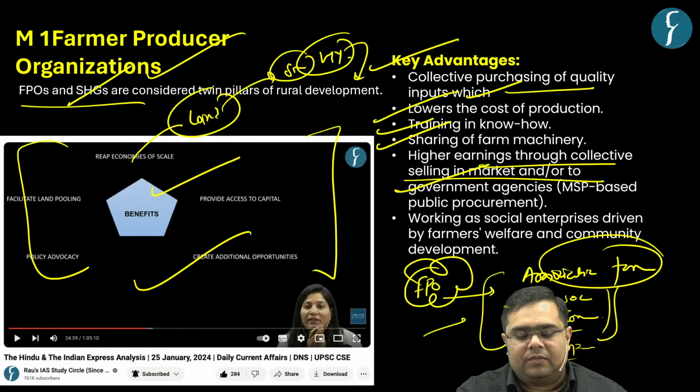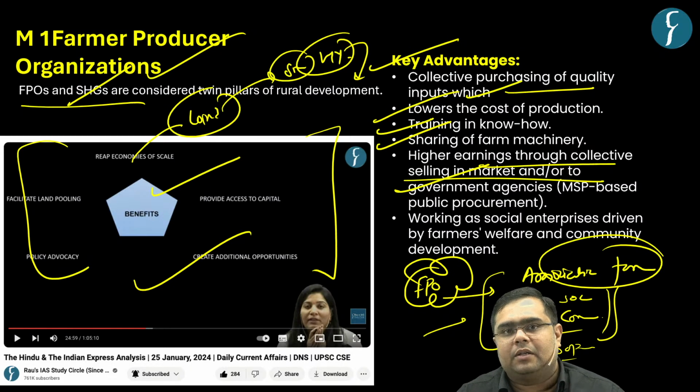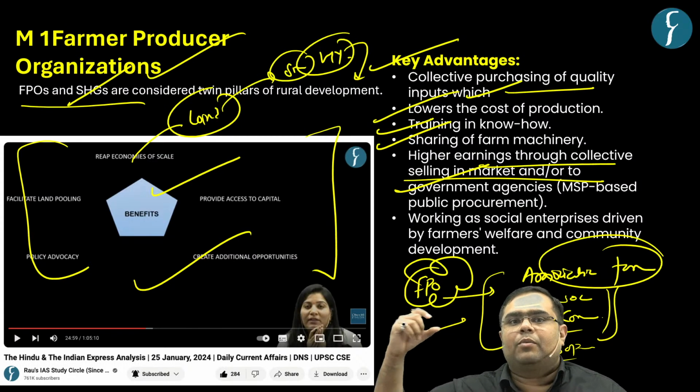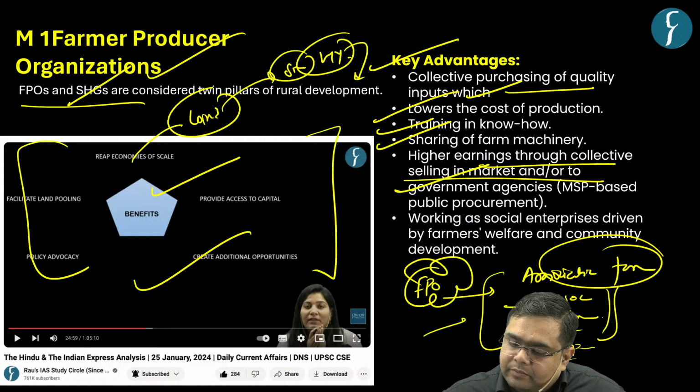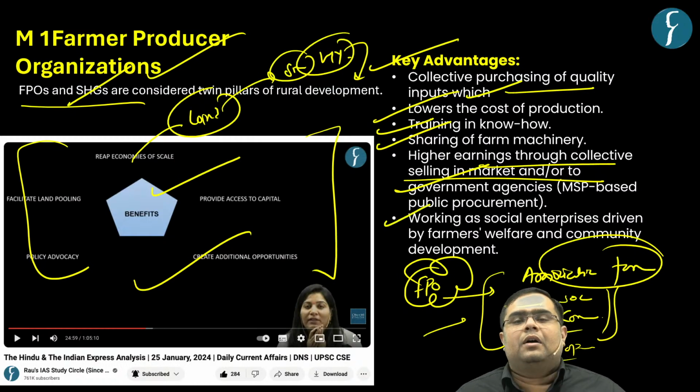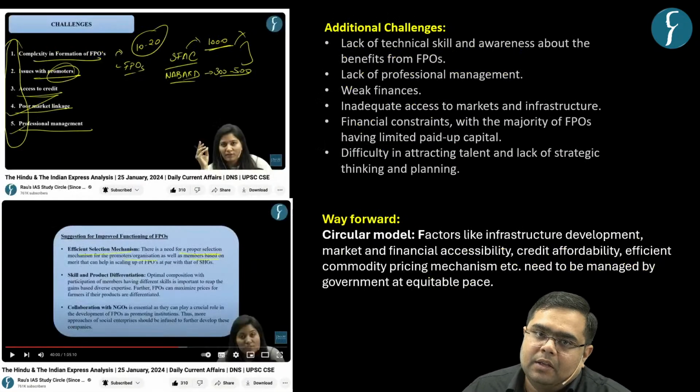Obviously, if the quality of the product is better, then it is a natural outcome that the product will sell at a better price, right? And then because the grading of the product would be similar, it would be sold at a better price in the mandis. Then it empowers the kisans to work as social and economic entrepreneurs, which are driven by the spirit of farmers welfare and community development.